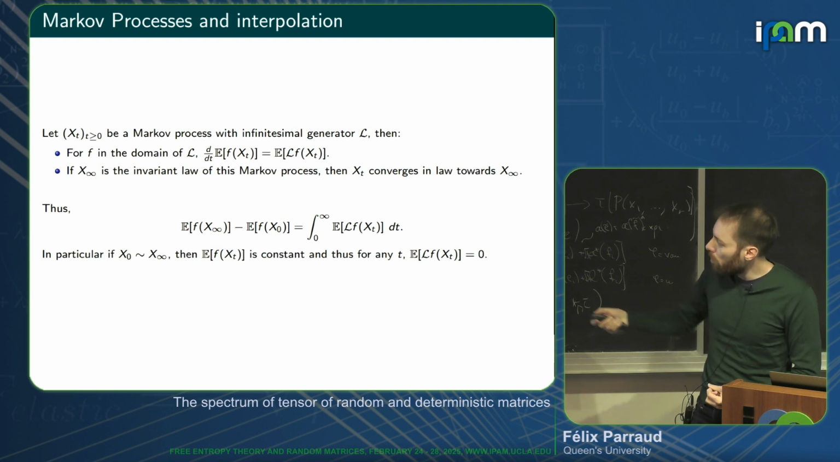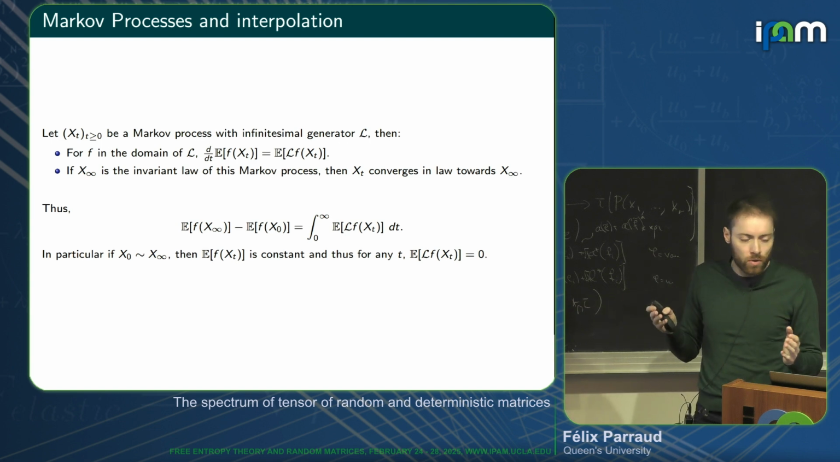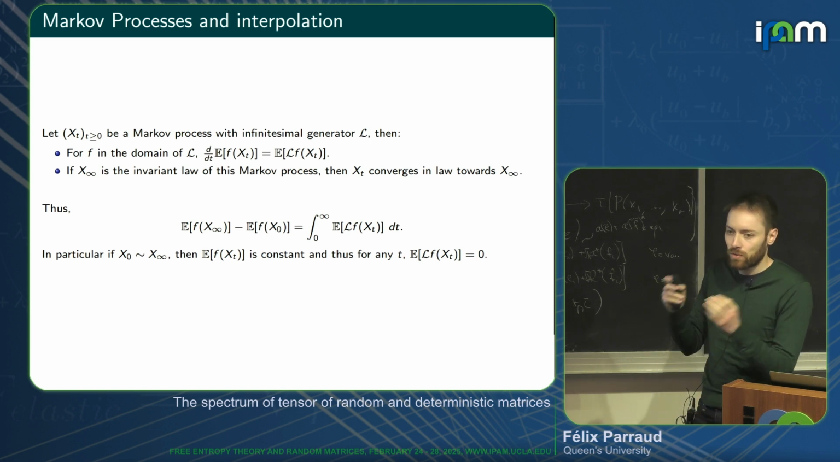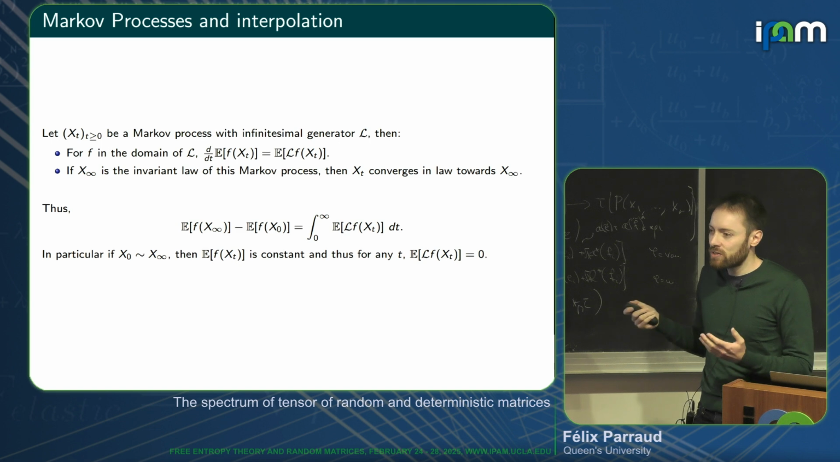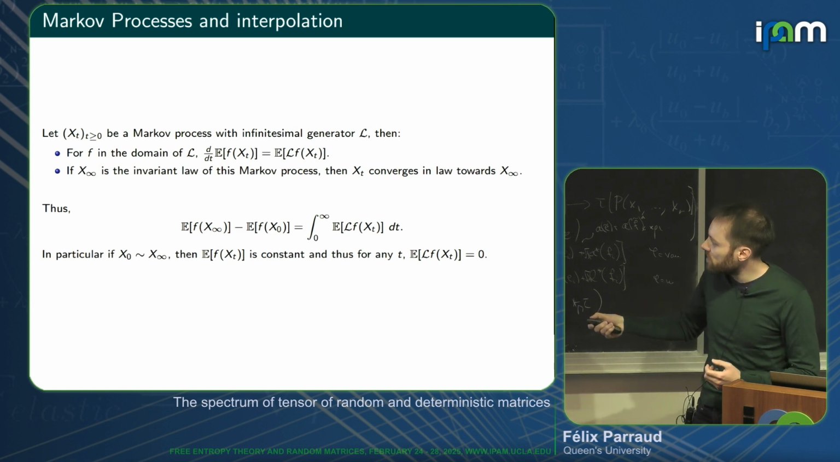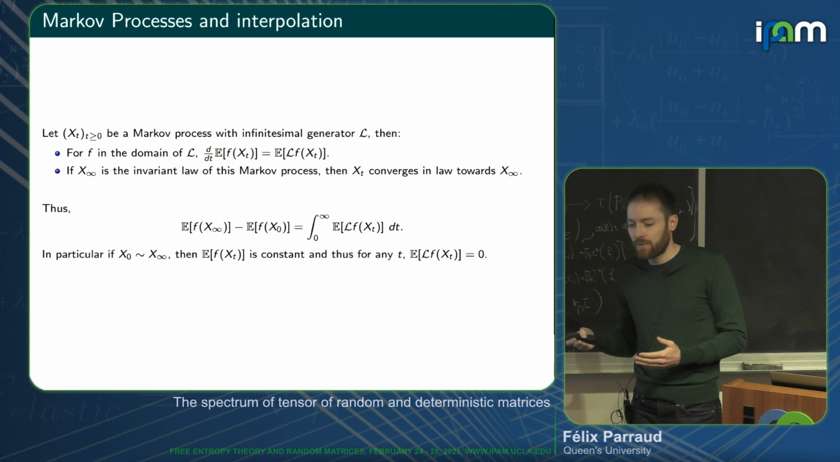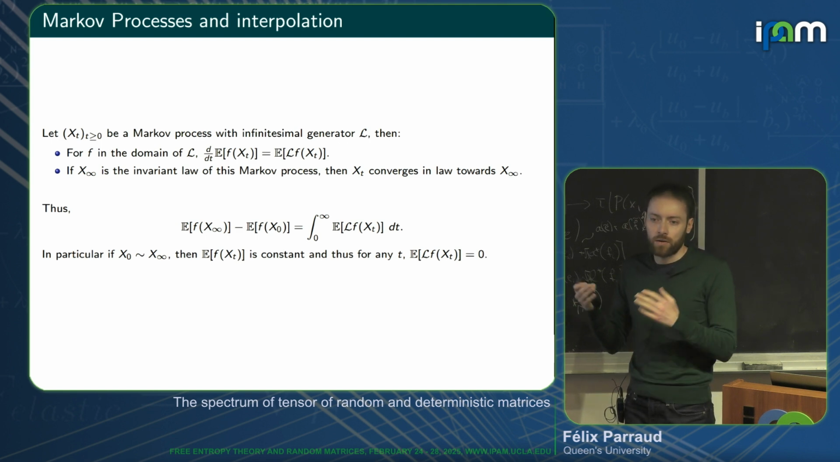So what it means is that you want to compare two variables, the invariant law of your Markov process and some other variable X0. Then what you should do is take your Markov process, start it in X0, and then just let it go to infinity, and you will get that those expectations satisfy this formula. And then you can try to study that: maybe for some X0 this thing will be small, and then you will have shown that the difference between those two things is small. So that's a way of understanding how close the laws of X0 and X infinity are.